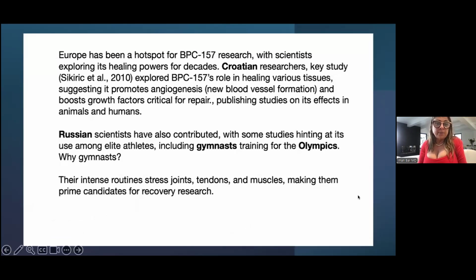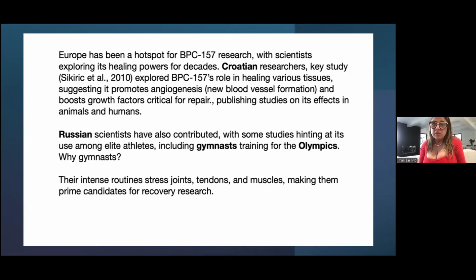So BPC was one of the old peptides. There's a cool history about it too in Europe. It was discovered by the Croatians. They've used it in various tissues because it helps blood vessel formation, angiogenesis, growth, and repair.